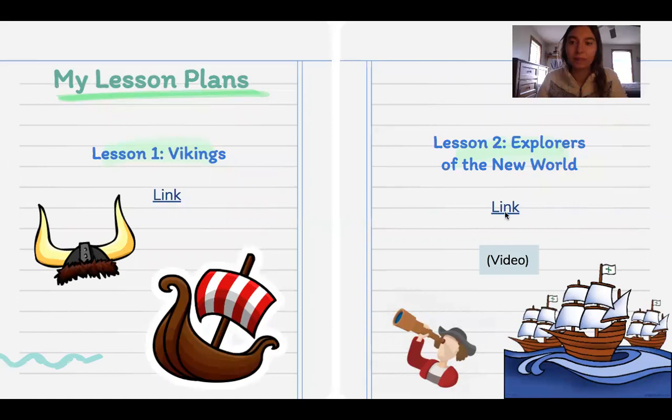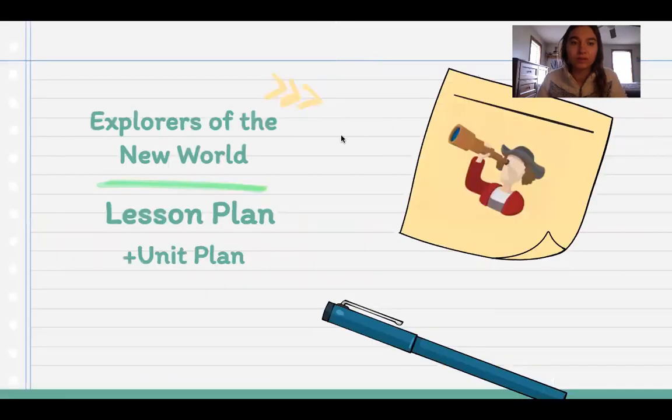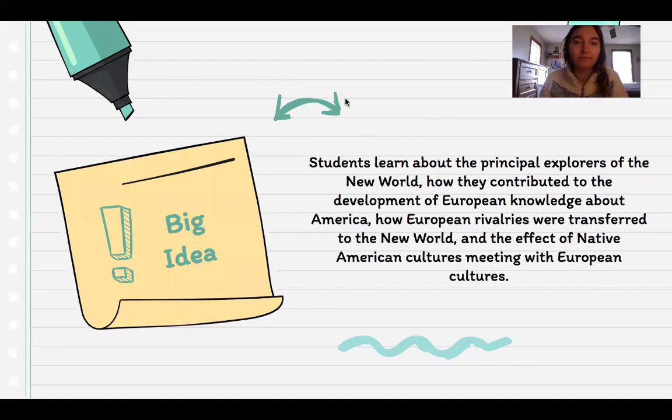So here we can go to the lesson plan. For this lesson plan, I'm going to be focusing on explorers of the New World. So the main idea is students learn about principal explorers, how they contributed to the development of European knowledge about America, how European rivalries were transferred to the New World, and the effect of Native American culture meeting with European cultures.